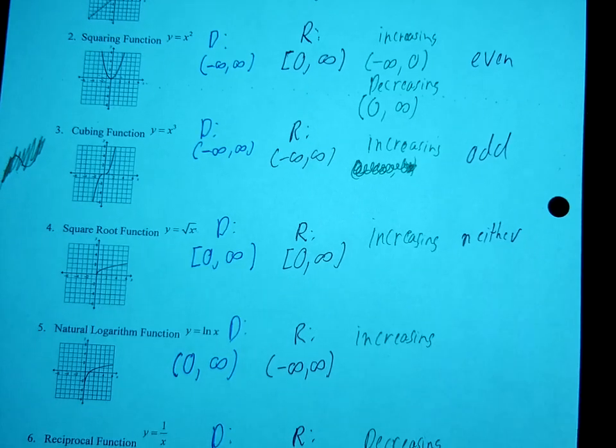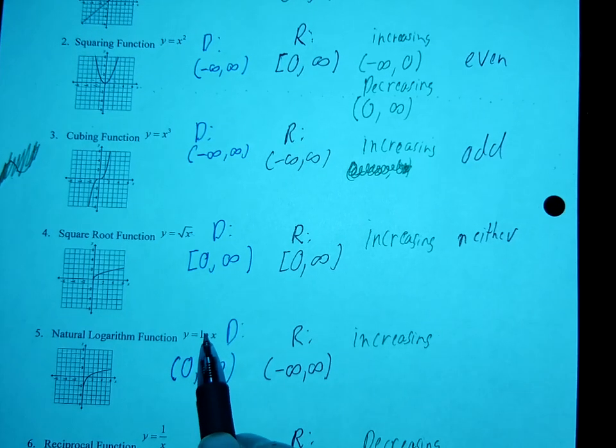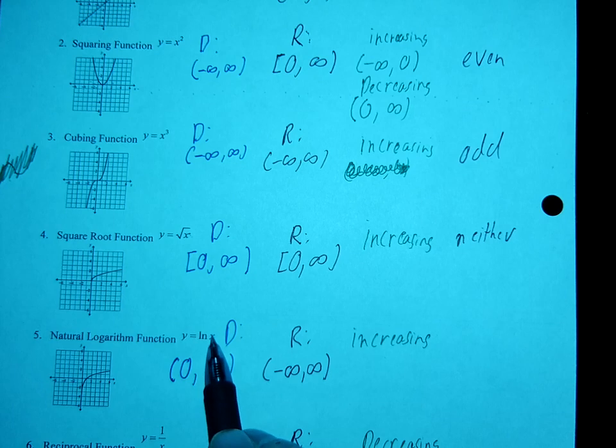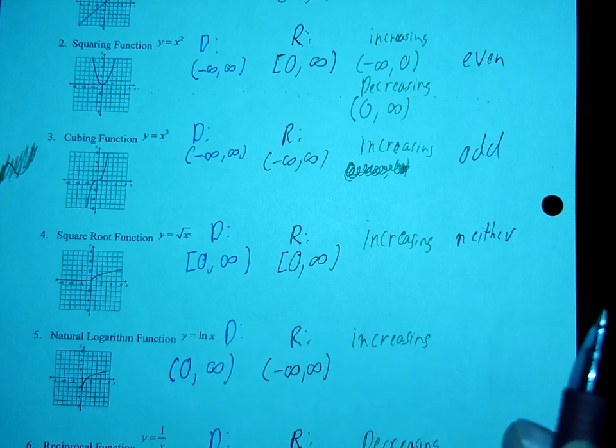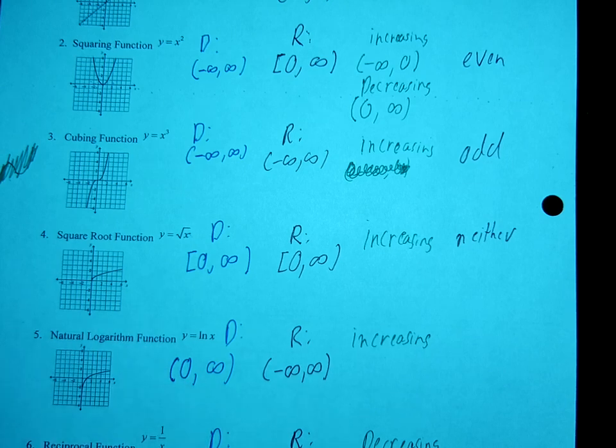All right, this one again. When we put a negative x in here, it changes it. So the ln of x is not equal to the ln of the opposite of x, because it's going to flip it across to the other side. So this one has neither.